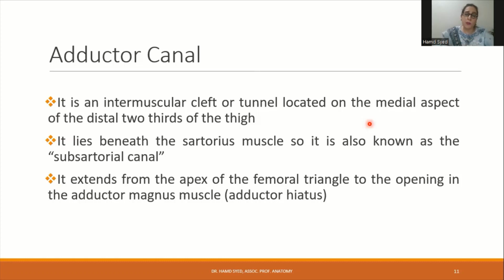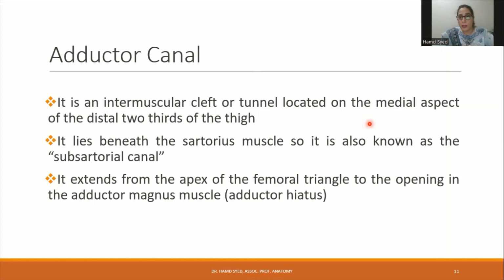So here comes a very important region in the medial compartment of the thigh, and this region is known as the Adductor Canal. Now, what is the Adductor Canal? You should know that this is a very important topic for the surgeon as well, for the anatomist as well, and for students who are studying the gross anatomy of the thigh region.